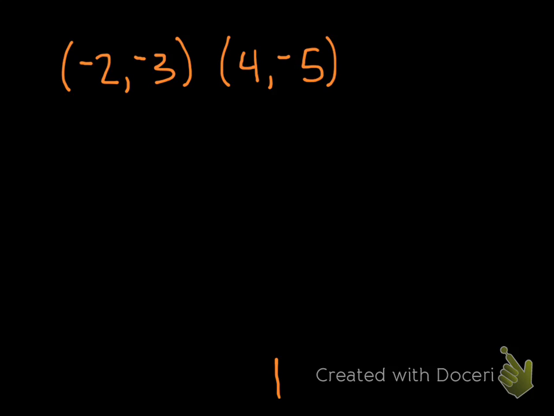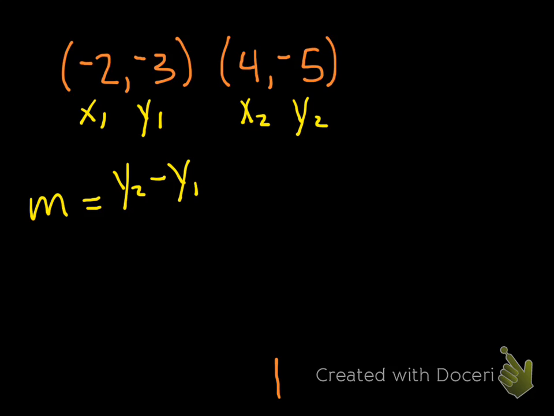Okay, so let's say we've got our points negative 2, negative 3, and 4, negative 5. Alright, so first thing I want you to do is label your points. x1, y1, x2, y2. Notice how I have them matching up. So my slope formula is m, slope, is equal to the change in y, so y2 minus y1, over the change in x. So you're just finding the difference between them.